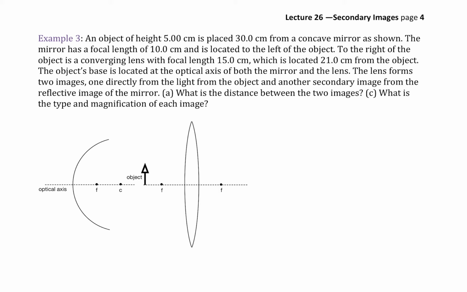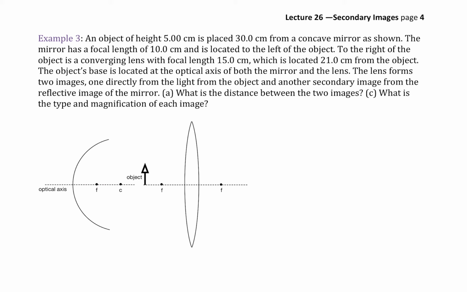All right, so an object has a height of 5 centimeters. It is placed 30 centimeters from a concave mirror as shown. Right, so that distance is 30 centimeters. The mirror has a focal length of 10 centimeters. There's our focal length, right? That gets us to the focal point, and it's located to the left of the object.